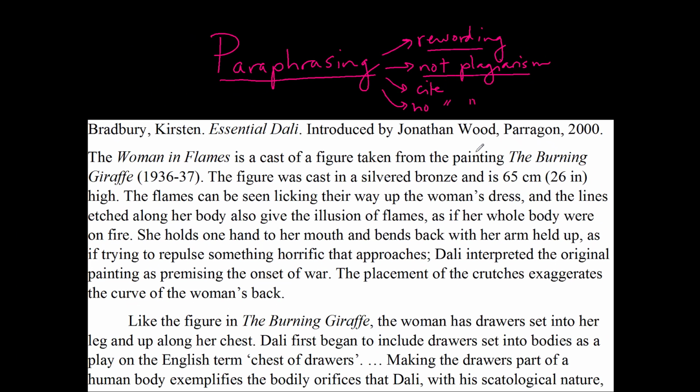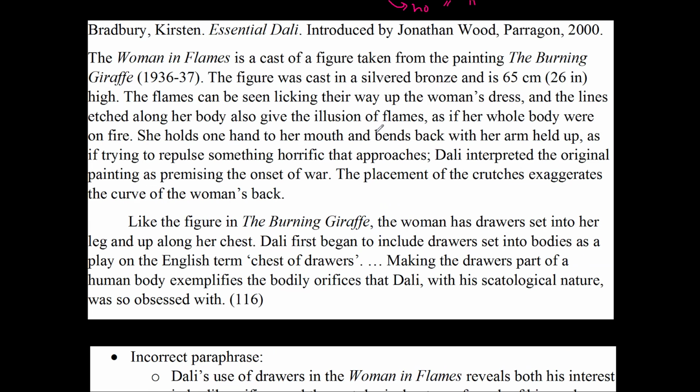The passage I have here for you that we're going to borrow from is from a book called Essential Dali. And this is a beautiful book with lots of illustrations. And in this rather long passage here, there's some discussion of a particular statue by the painter and sculptor Salvador Dali. And this sculpture is based on the painting The Burning Giraffe.